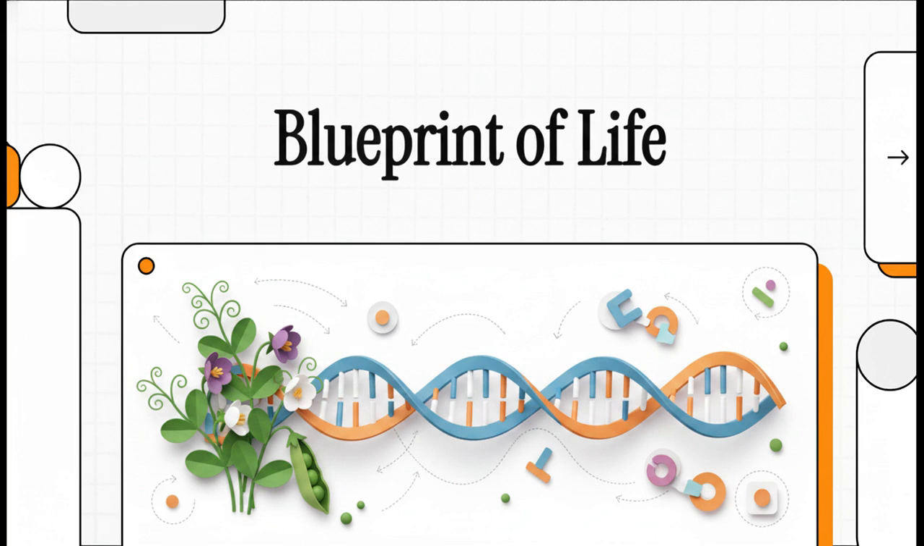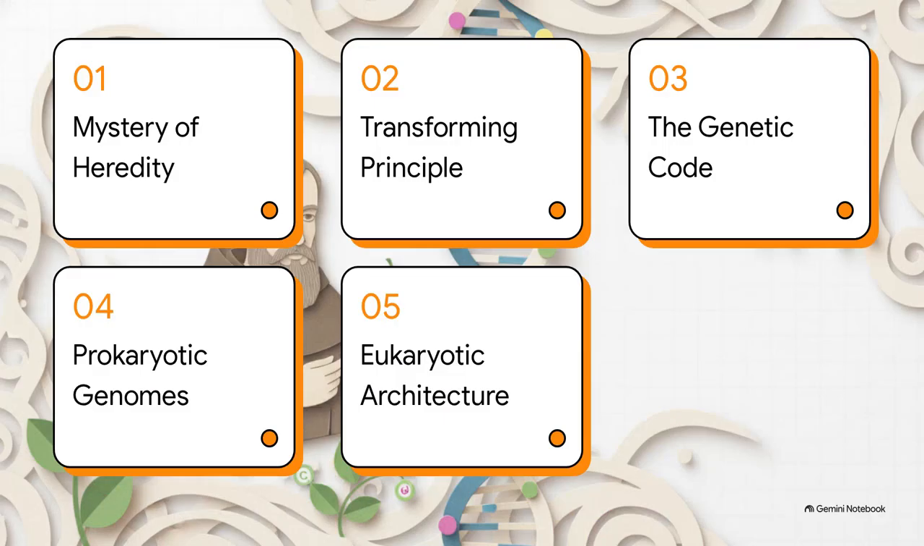We'll trace the journey from studying simple garden peas all the way to mapping out the incredibly complex, three-dimensional structures hidden deep inside our cells. We've got a brilliant journey ahead in this explainer. We'll start with the mystery of heredity, discover the transforming principle, crack the genetic code, and then wrap up by looking at how both prokaryotes and eukaryotes package their genomes.